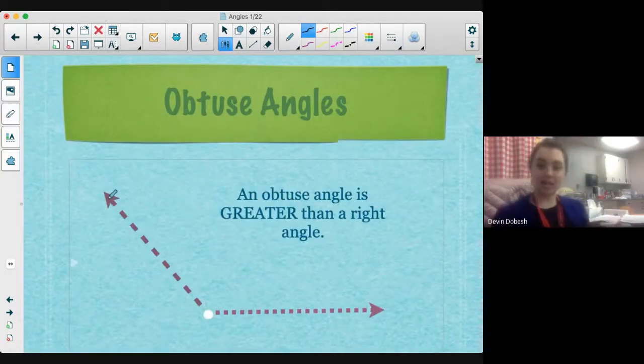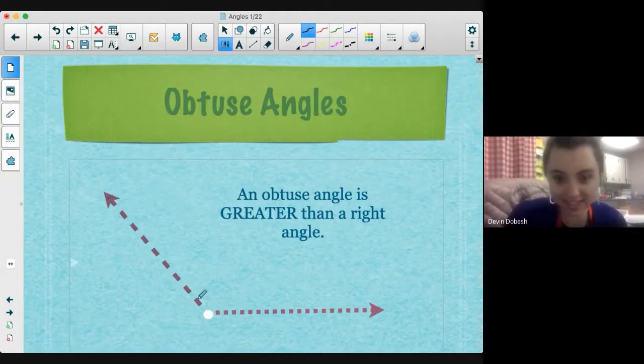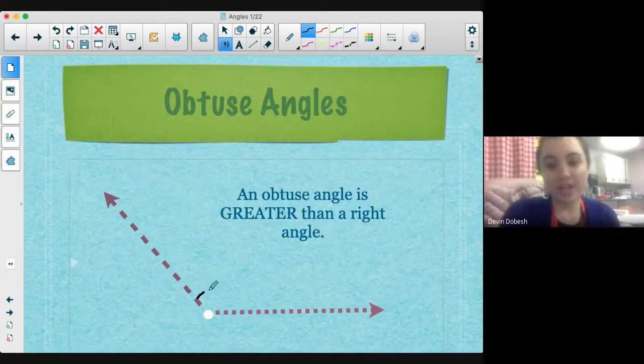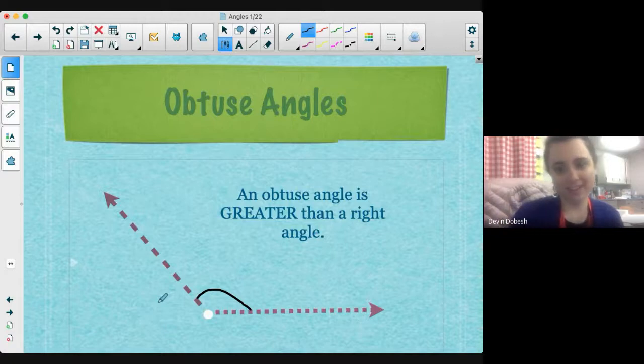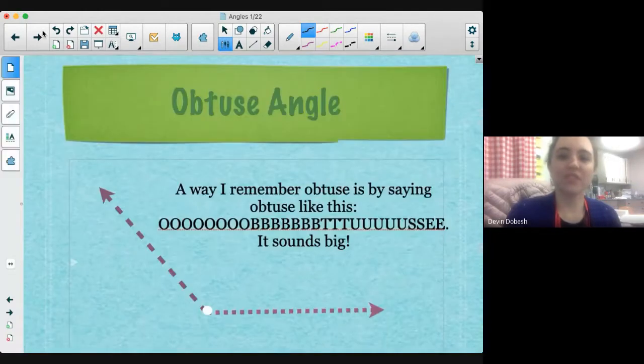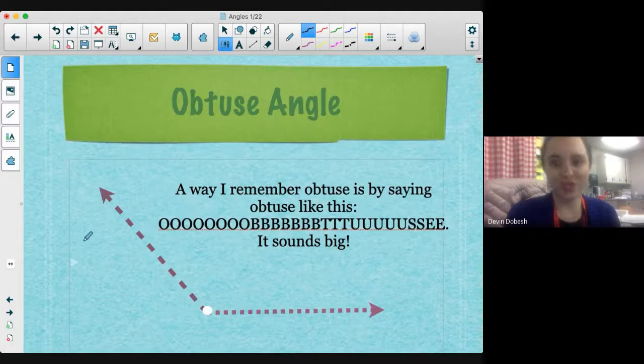An obtuse angle is one that is greater or bigger than a right angle. When you circle that one, woo! It is so much bigger than a square corner. A way I remember obtuse is by saying it like this: obtuse. You make it sound really big. Obtuse means big.